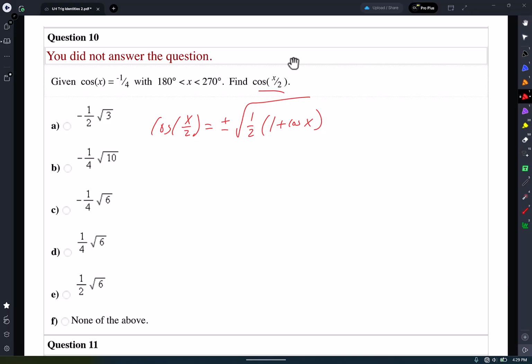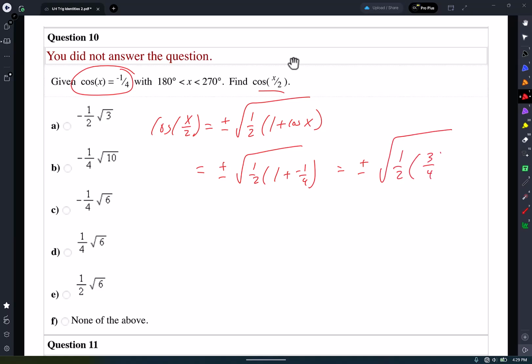Later, miss. So here's my formula for half angle of cosine x over 2. We're still okay? All right. They already give you what cosine x is, so just type it in. Plus minus the square root of 1/2 times 1 plus a negative 1/4. 1 minus 1/4 is 3/4. We're still okay? One half. Actually, let's go ahead and multiply. 3/8, so plus minus square root of 3 over square root of 8.